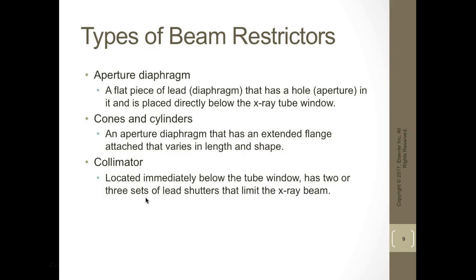So there's aperture diaphragms, cones and cylinders, and collimators. So the aperture diaphragm is a flat piece of lead. It's a diaphragm that has a hole or aperture, and it is placed directly below the X-ray tube. There's like little slots that you can slide it into. There's also cones and cylinders. It's an aperture diaphragm that has an extended end that flares, or they can be long and straight. And then the collimator is located immediately below the tube, and that's your collimator box. It has usually 2 sets of lead shutters that limit the X-ray beam size.